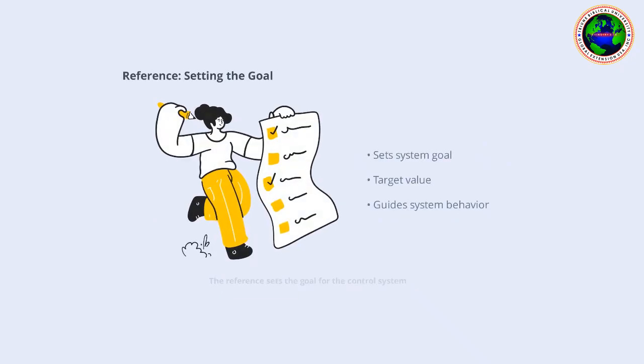The reference sets the goal for the control system. It's the target value the system should achieve, like the temperature you set on your thermostat or the speed you want your car to maintain. The entire system works to keep the output as close to this reference as possible.